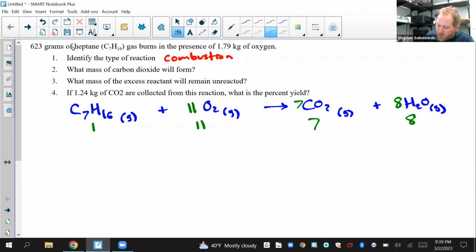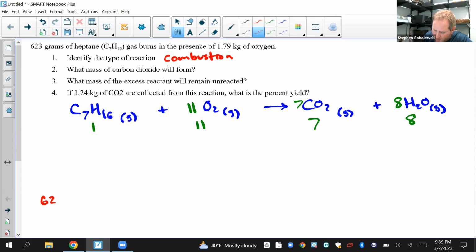What mass of carbon dioxide will form? So I told you the mass of heptane, but I also gave you the mass of oxygen. That makes this a limiting reactant problem, okay? Anytime you're given the masses of both reactants, or the moles even of both reactants, you can't just pick your favorite one. You can't just pick the one that's going to be the easier mole ratio. You have to identify the LR and use that to solve for your answer. So we need to turn both of these into moles.